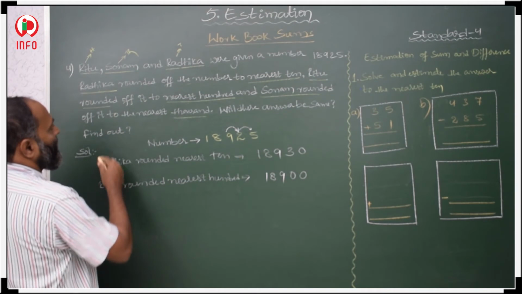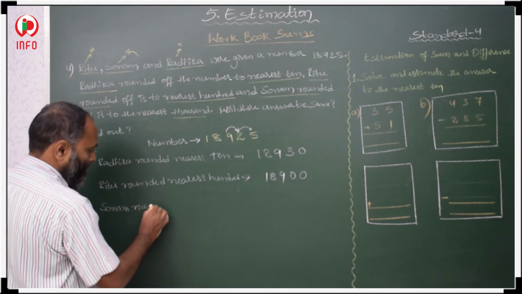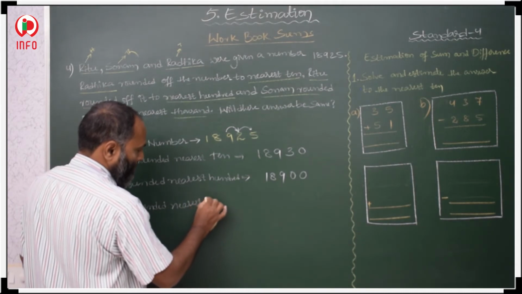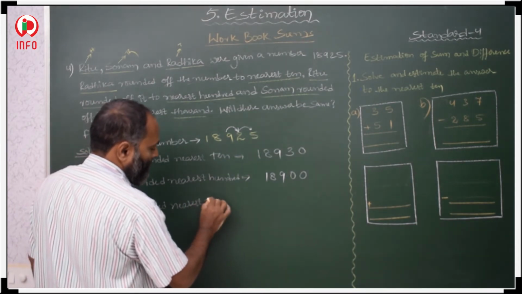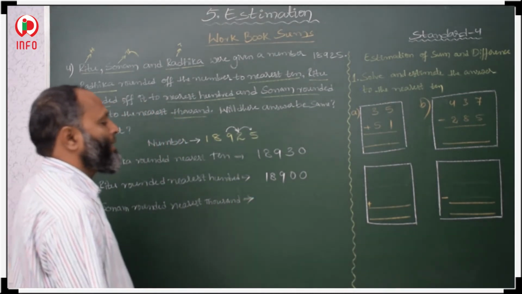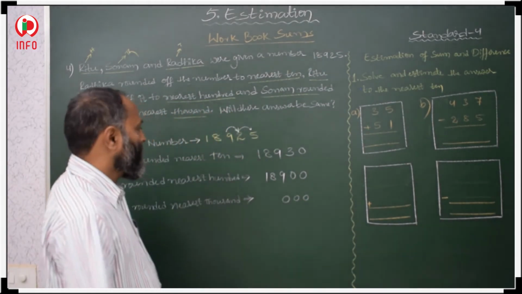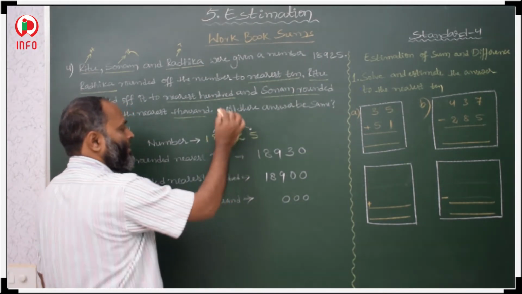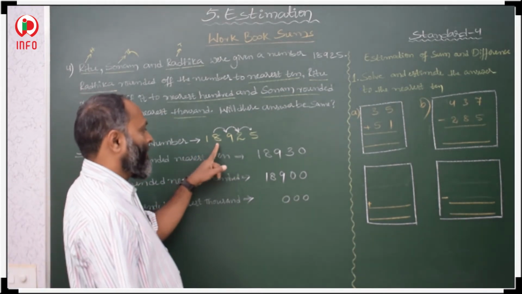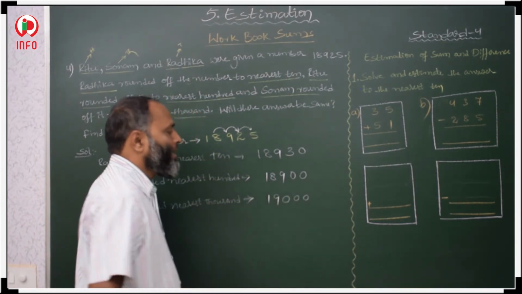Then after that Sonam rounded nearest to thousands. Nearest thousand means we have to keep 3 zeros: ones place, tens place and hundreds place. So for that you have to check what is there in hundreds place. Hundreds place 9 is there. 9 means it is greater than 5. Then here we have to add 1 to thousands place, then we get 9 and 1 as it is, 19,000.